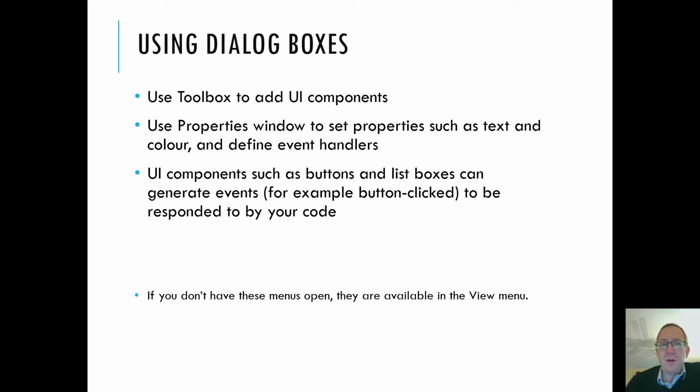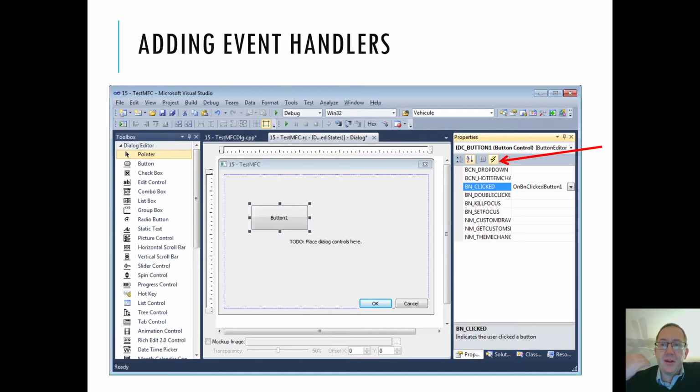So we add UI components, we have a properties window, and we change things. We can also even override what happens in terms of an event. So this is what this lightning bolt is. It's not Zeus coming down. It's for if I want to kill the focus, when the focus is killed from the button, what do? If I double click the button, what happens?